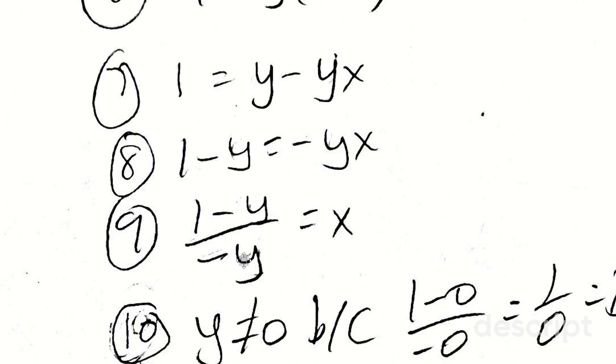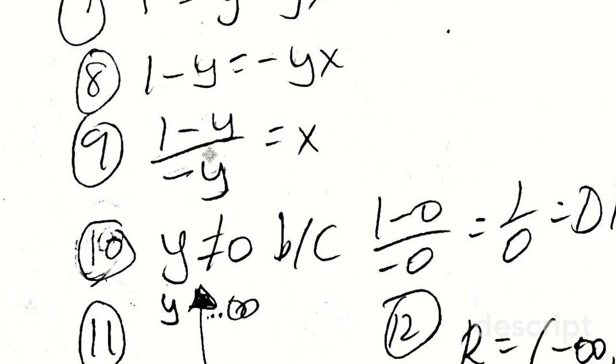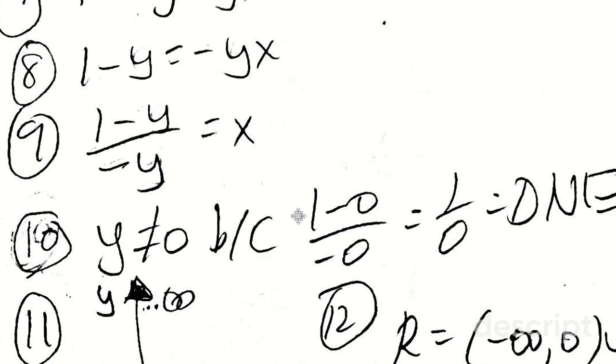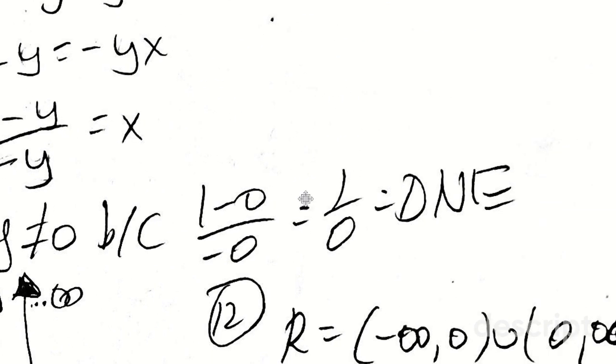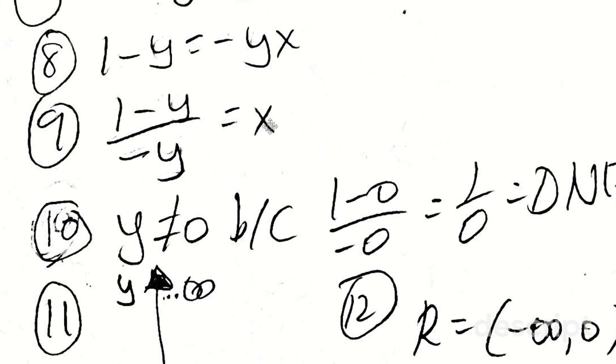And that's something important right there. Why? Because this means since y is in the bottom, y cannot have the value 0, because that would be dividing by 0 here. So y cannot be equal to 0 because 1 minus 0 over negative 0 is 1 over 0, which is undefined. In other words, there's no value of x that plugged in will give you a value of y equals 0. Doesn't exist.